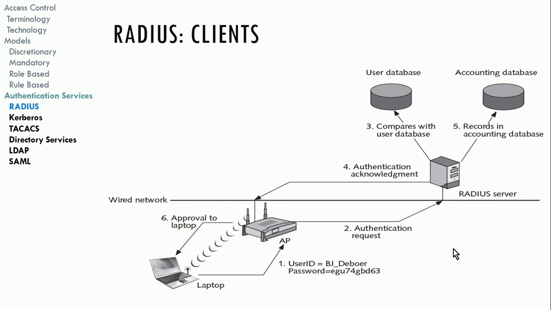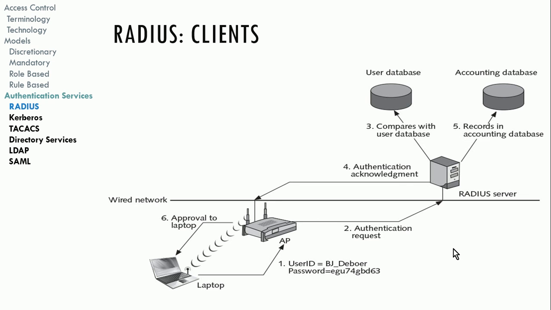So here is a picture that shows you basically the process. First, we have a user that has a username and password on a laptop. They're going to try to connect to the wireless access point. The wireless access point is going to ask them for their network user ID and password. And then using Radius, it's going to send the authentication request to a Radius server. So you'll have a Radius server somewhere that the access point is connecting to.